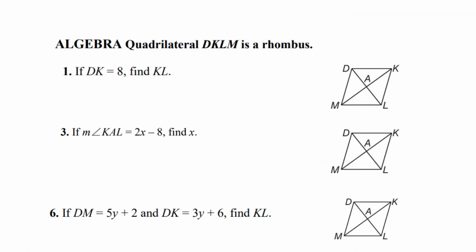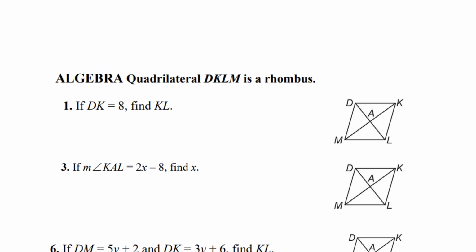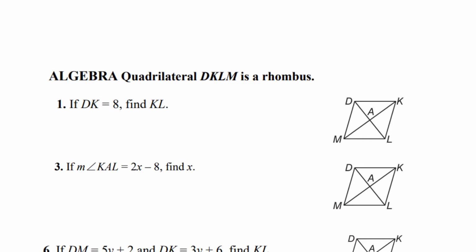So let's flip it over and we're going to work out some problems based off of the properties we just talked about. So on number 1, it says if DK equals 8. So DK is right here. If that equals 8, it says find KL. How long is KL? It's 8, right? I mean, it's that easy because in a rhombus, all 4 sides are equal.